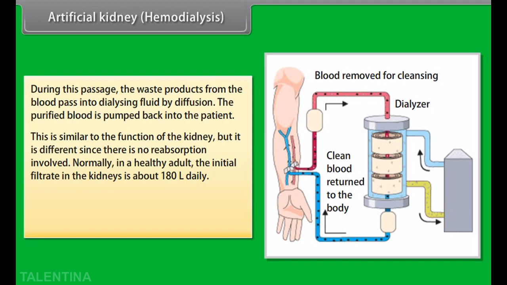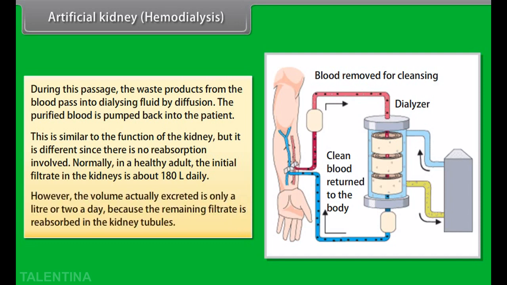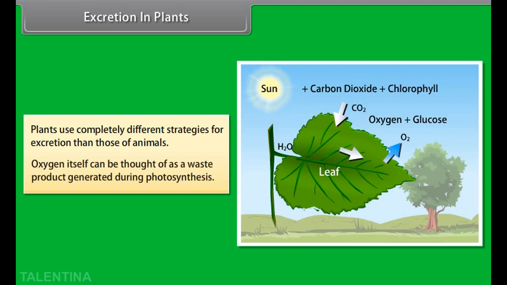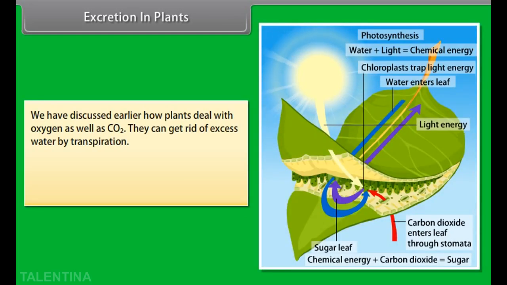Normally, in a healthy adult, the initial filtrate in the kidneys is about 180 liters daily. However, the volume actually excreted is only a liter or 2 a day because the remaining filtrate is reabsorbed in the kidney's tubules. Excretion in plants. Plants use completely different strategies for excretion than those of animals. Oxygen itself can be thought of as a waste product generated during photosynthesis. We have discussed earlier how plants deal with oxygen as well as carbon dioxide. They can get rid of excess water by transpiration.